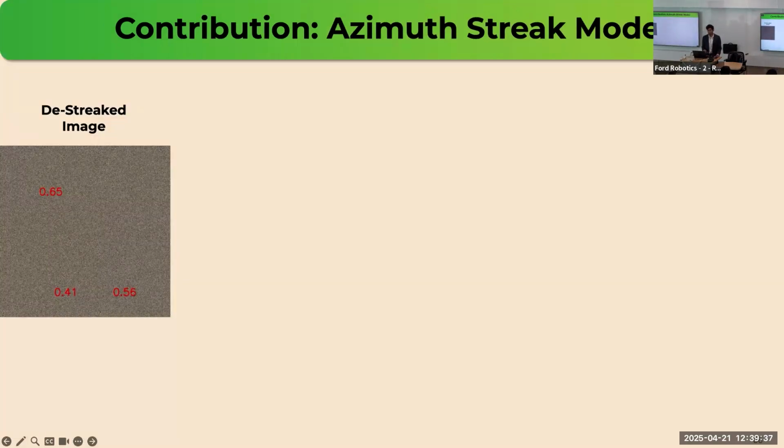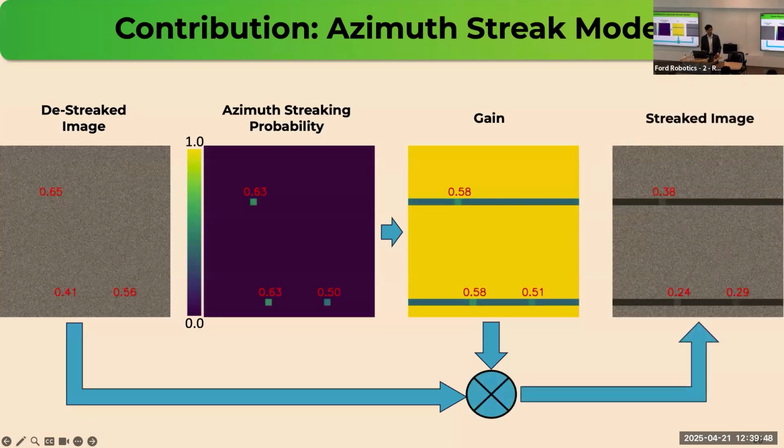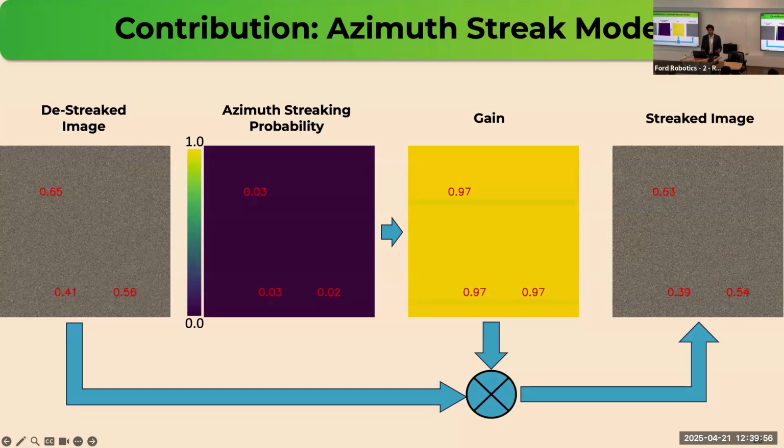So quickly going over the azimuth streaking model, given a de-streaked image, each point will have some probability of an azimuth streak occurring. And with this, we can create a gain profile, which we can multiply together to simulate these azimuth streaking images. It's important to note that this is particularly useful because all of these parameters can be differentiated. So we can optimize this as we train using just the losses from the images.